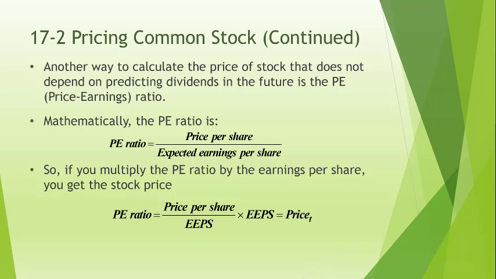So if you multiply the PE ratio by the earnings per share, then you're going to get the stock price. So that's another way of doing it. Just take the PE and multiply by the earnings per share. So you might want to give it a PE ratio of 22 because that's the average in the market, and then multiply by the earnings per share, and that tells you what the price should be. And that's how a lot of stock analysts determine whether stocks are undervalued or overvalued.